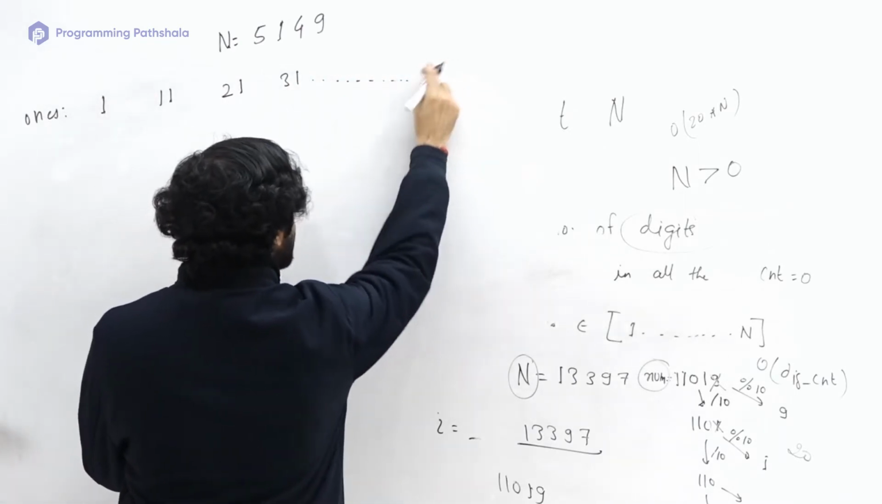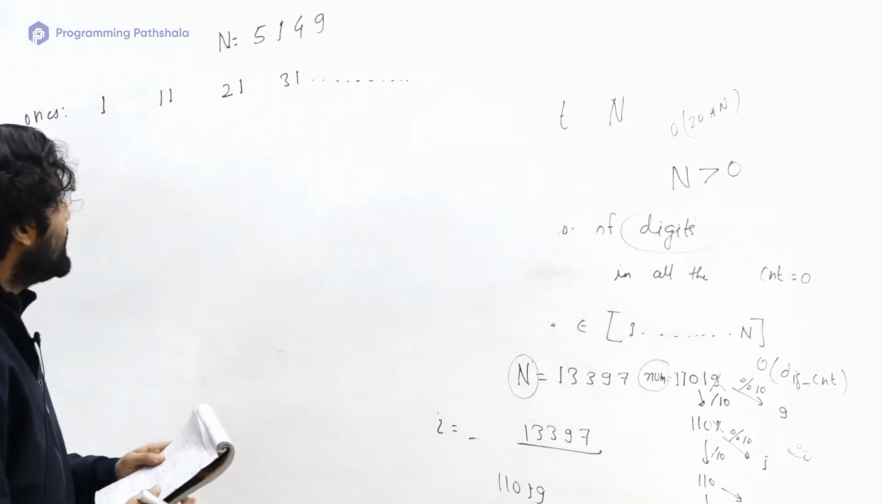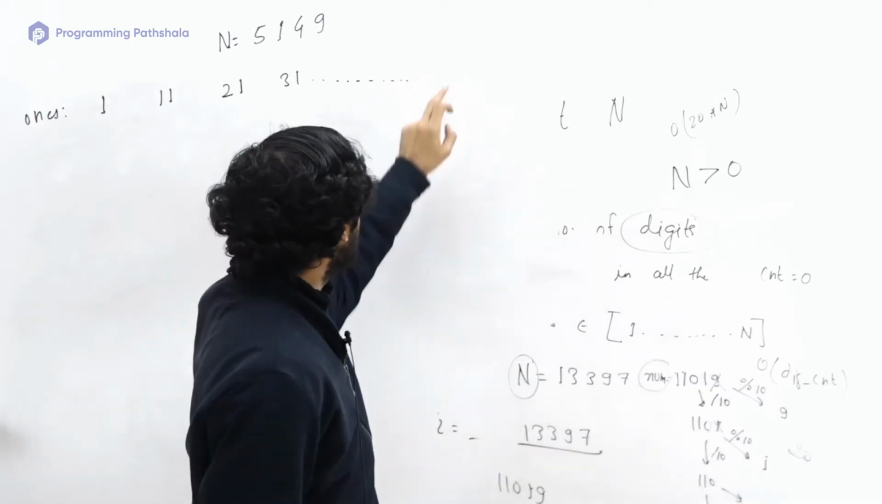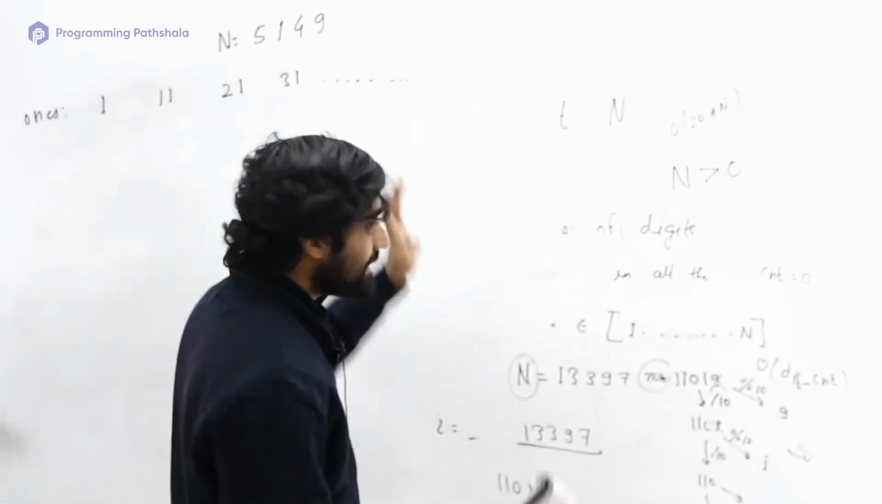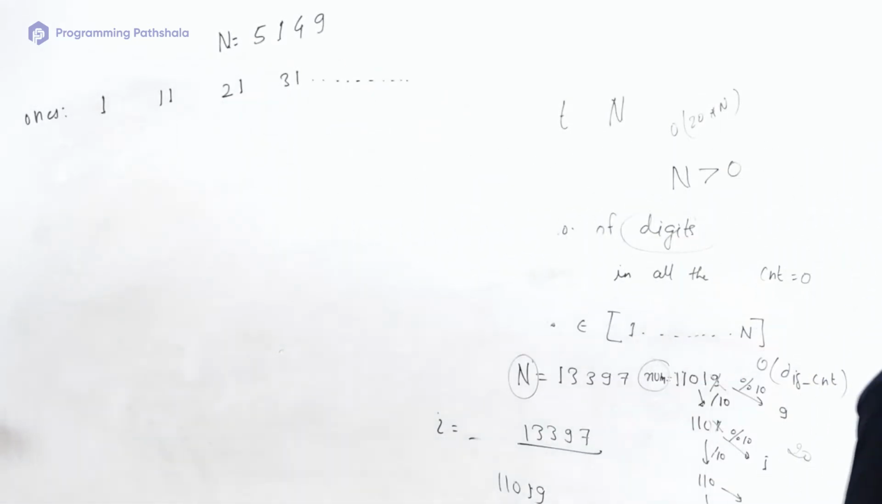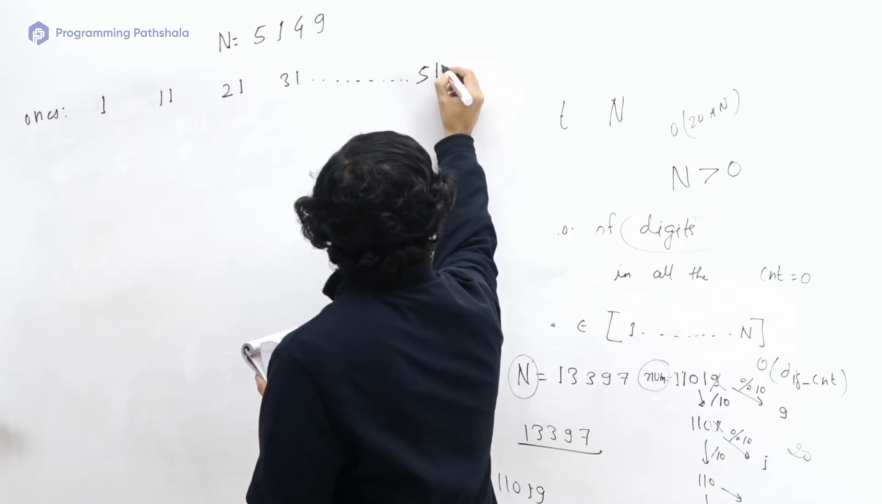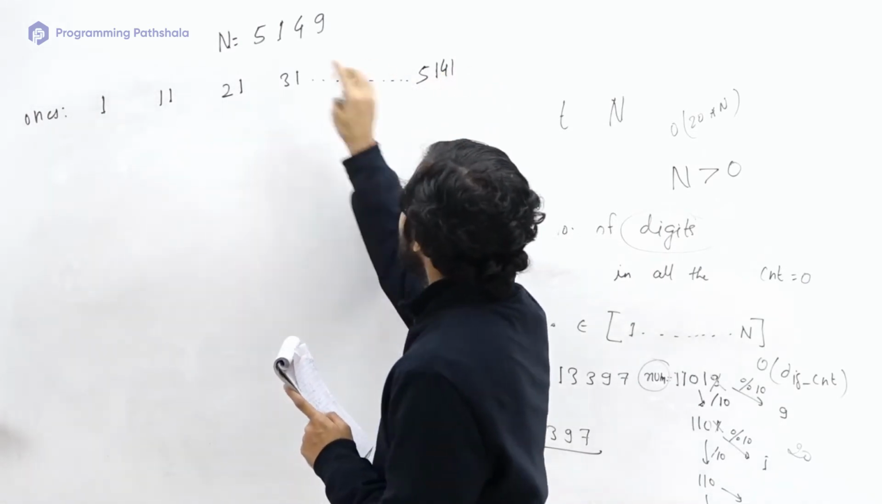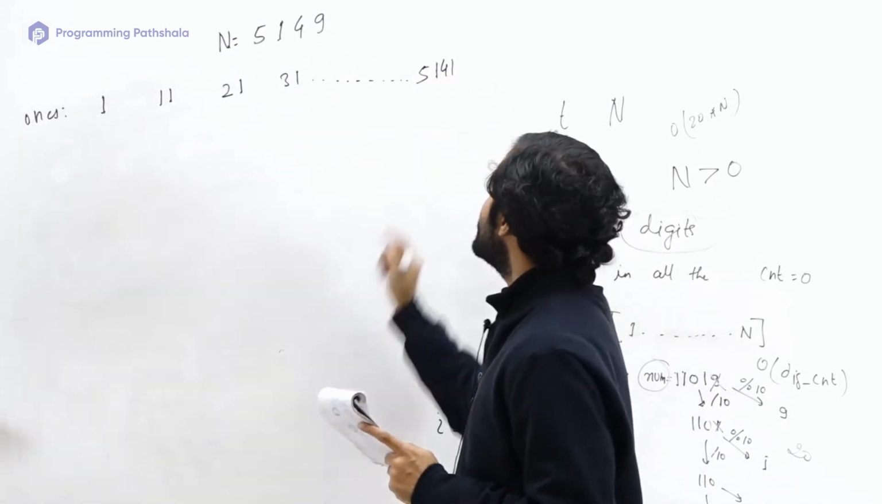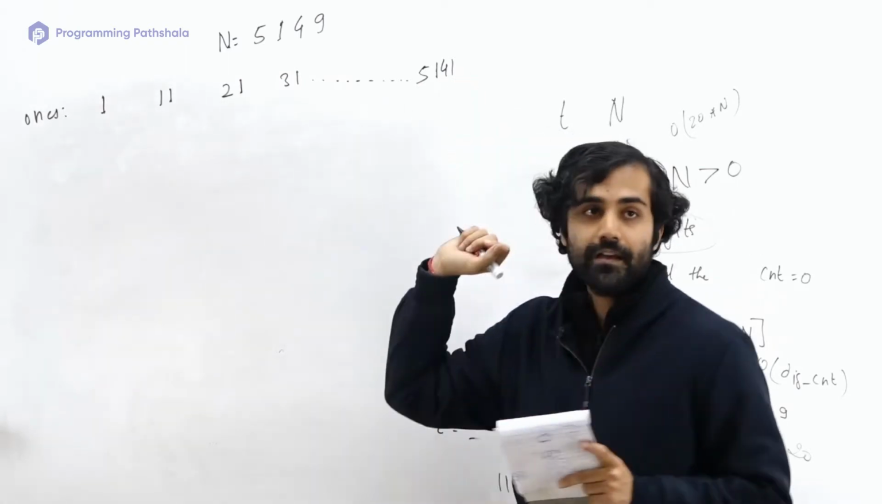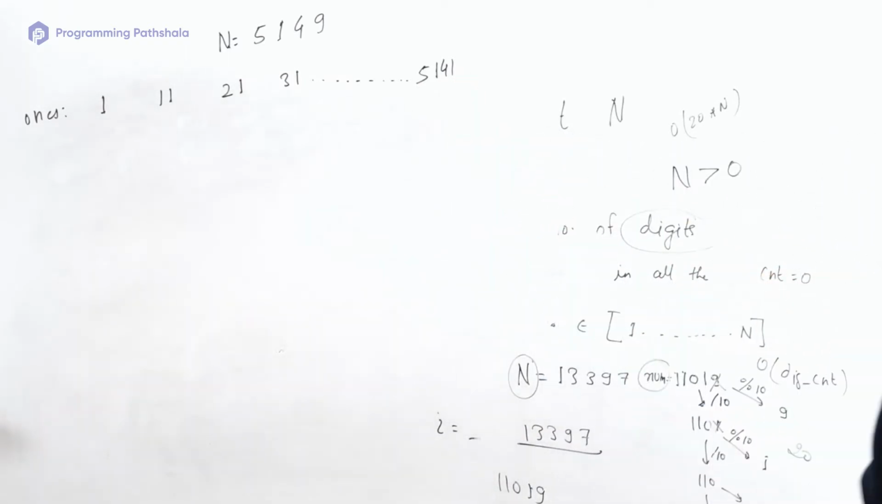What will be the last one? The last one whose one's place value is 1, and that should be smaller than this because I just want to consider the numbers till this point. Excellent. That will be 5141. Rahul, that will not be 91, that will be 5141, right? 5141 is smaller than this and has one's place value as 1. Does that sound good to all?